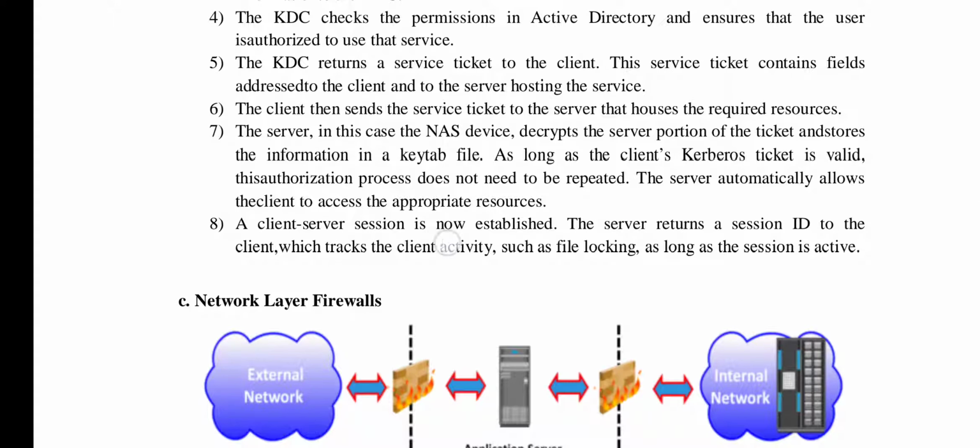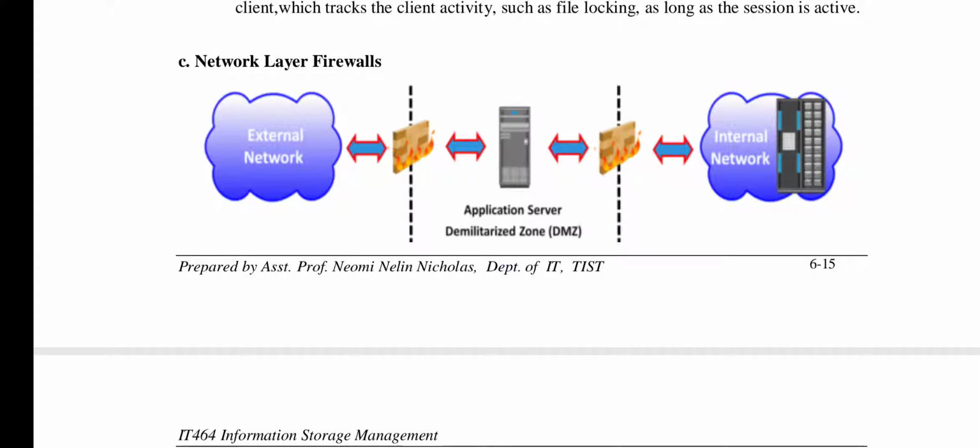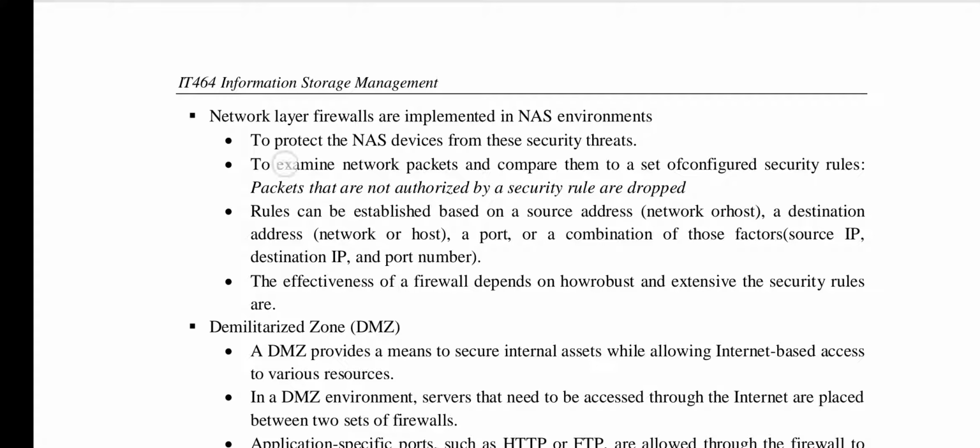Now it is a security implementation using firewalls. You can see it is in a demilitarized zone, DMZ. It's an application server having firewalls on either side when it is accessing networks. Network layer firewalls are implemented in NAS environments to protect the NAS device from security threats. The packets that are not authorized by a security rule are dropped. That's the rule to be followed.